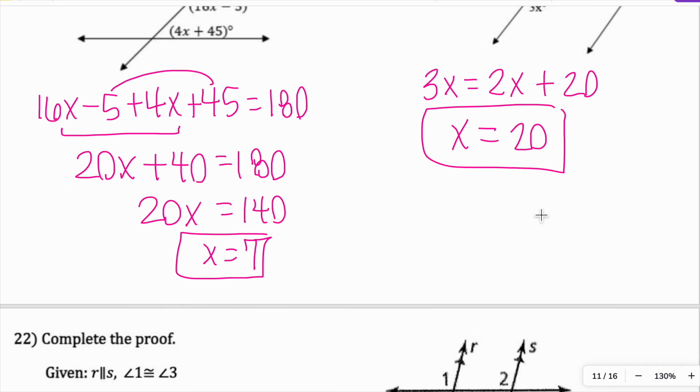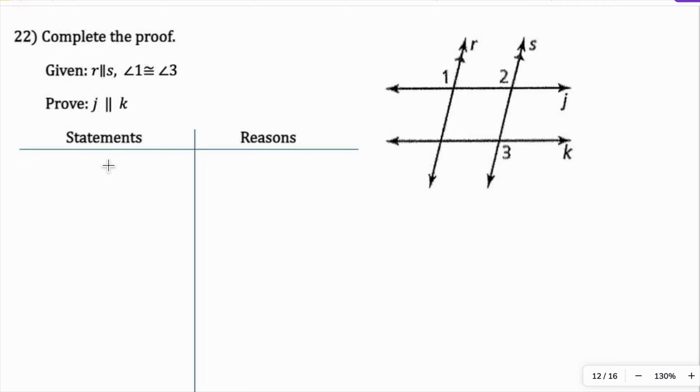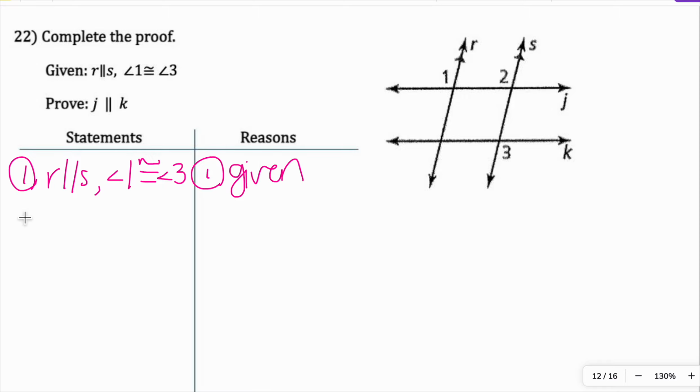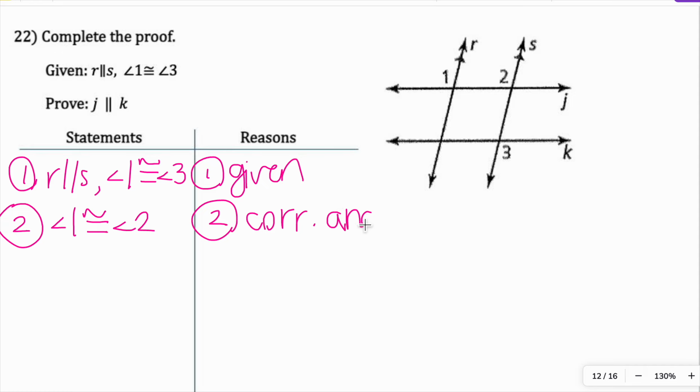Our final question is a proof. Complete the proof: if R is parallel to S and angle 1 is equal to angle 3, prove that J is parallel to K. So what I started doing is I started with my given. So given R parallel to S and angle 1 is congruent to angle 3. For statement number 2, because I know R is parallel to S, that means angle 1 is congruent to angle 2. So that reasoning would be your corresponding angles theorem.